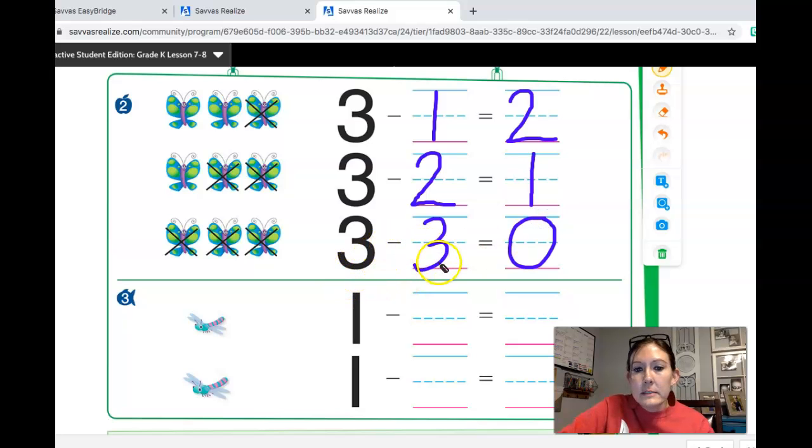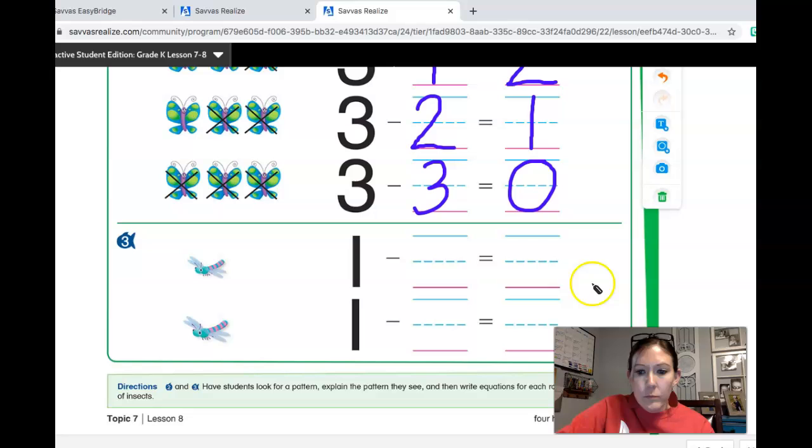3 minus 3 equals 0. Does that make sense? 3 butterflies. Take away 3. Does that mean none? Let's check that with our fingers. Hold up 3. Now take away 3. Are you holding up 0 fingers? That's right. 3 minus 3 equals 0. Let's see if that pattern makes sense. 2, 1, 0. It sure does. Good job.